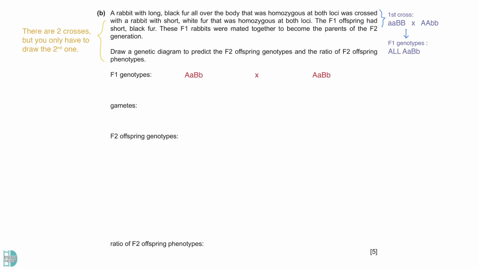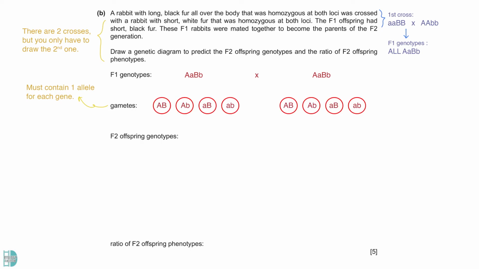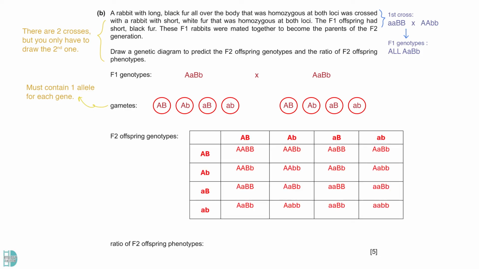We are now crossing 2 individuals of this generation. The gametes produced should contain one allele for each of the genes. In other words, every gamete must have one A and one B gene. There are 4 possible combinations. Then, use a Punnett square to show the possible outcomes when these gametes fuse. There are 16 different combinations.